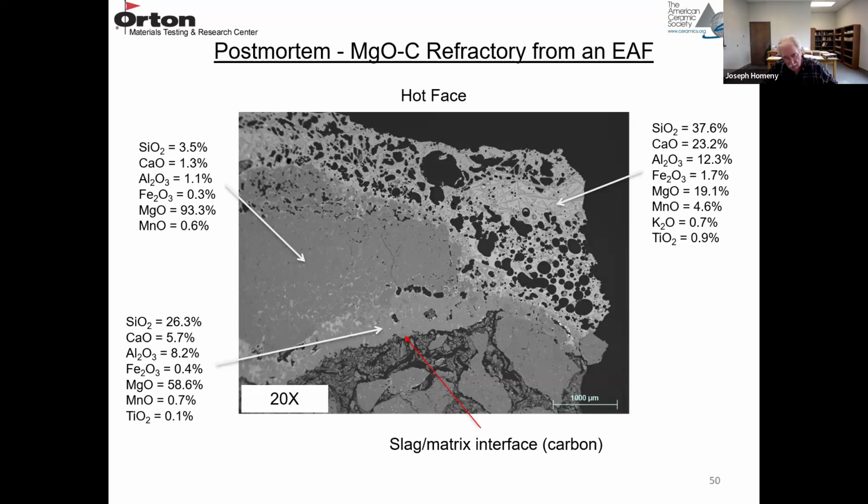I'll have more applications next time, and I think I have quite a bit more post-mortem studies to show what happens to the refractories after they've been in service.